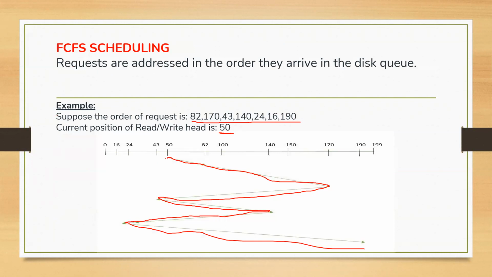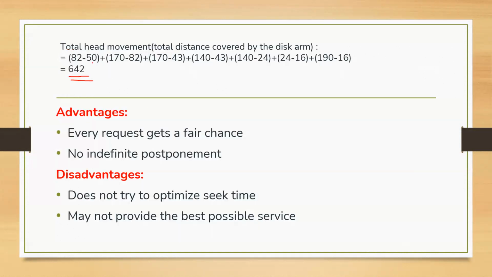The disk arm has moved from 50 to 82, so this distance has to be taken, 82 minus 50. Then from 82, it has gone to 170, so you take 170 minus 82. Now you have to say 82 minus 50 plus 170 minus 82 plus 170 minus 43, and so on. The entire movement has to be taken into consideration, and when you add them up, you get 642 cylinders. So this is the total head movement.